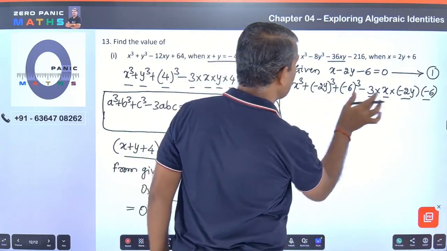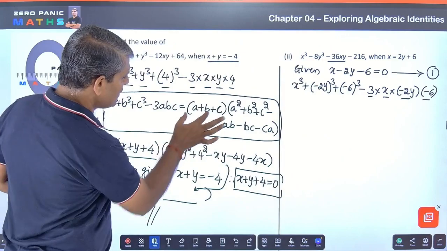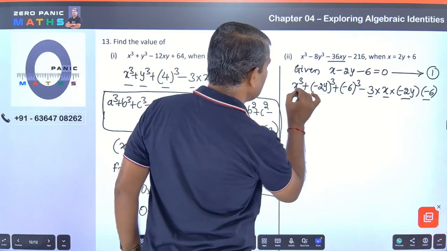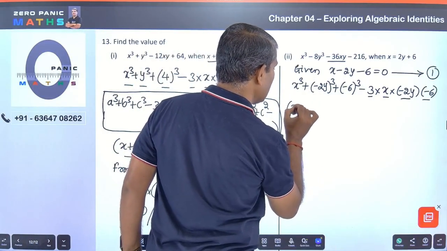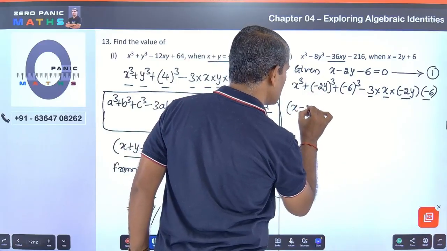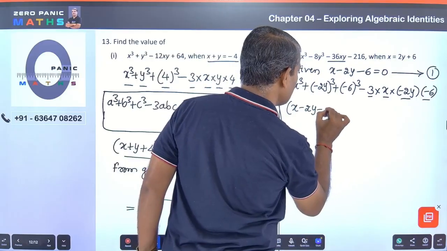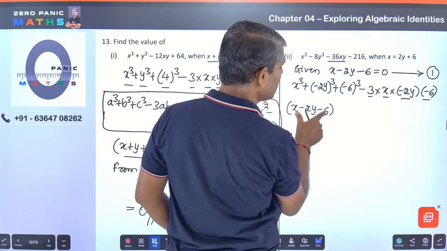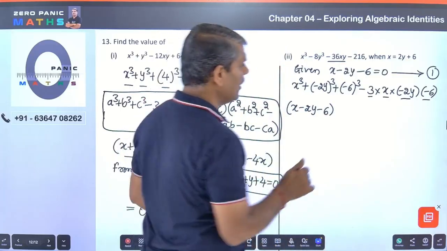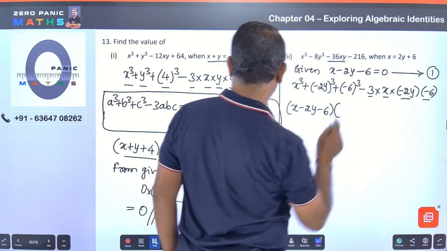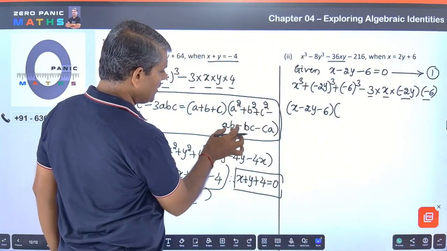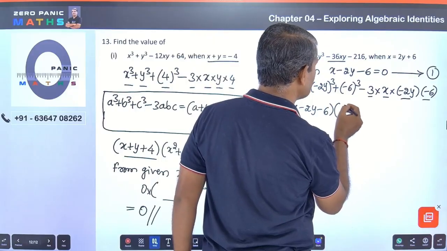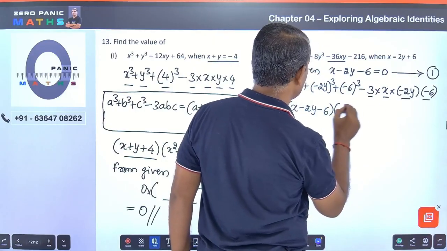Okay. Now let us write a plus b plus c. This same formula. If you want, you can write that again once here. So it is a plus b plus c, that is x, plus b, that is minus 2y, plus c, that is minus 6. See, this is what that term is, and you are going to substitute this as 0. You got my point? Okay. Now next is this term, a square plus b square plus c square minus ab minus bc minus ca. Let us write that, but anyway it is going to be evaluated to 0 finally.